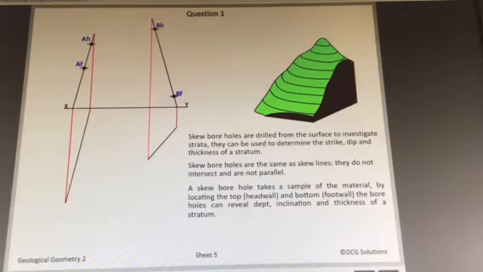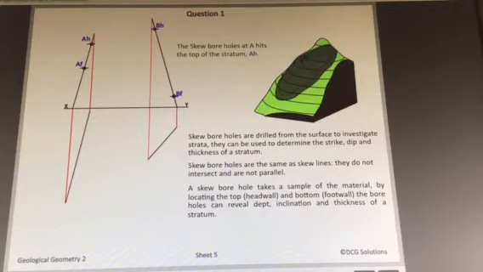A skew borehole takes a sample of the material. By locating the top, the head wall, and the bottom, the foot wall, the boreholes can reveal depth, inclination and thickness of the stratum. The skew borehole at A hits the top of the stratum, AH, where H stands for head wall. The skew borehole at A hits the bottom of the stratum, AF, F meaning foot wall.